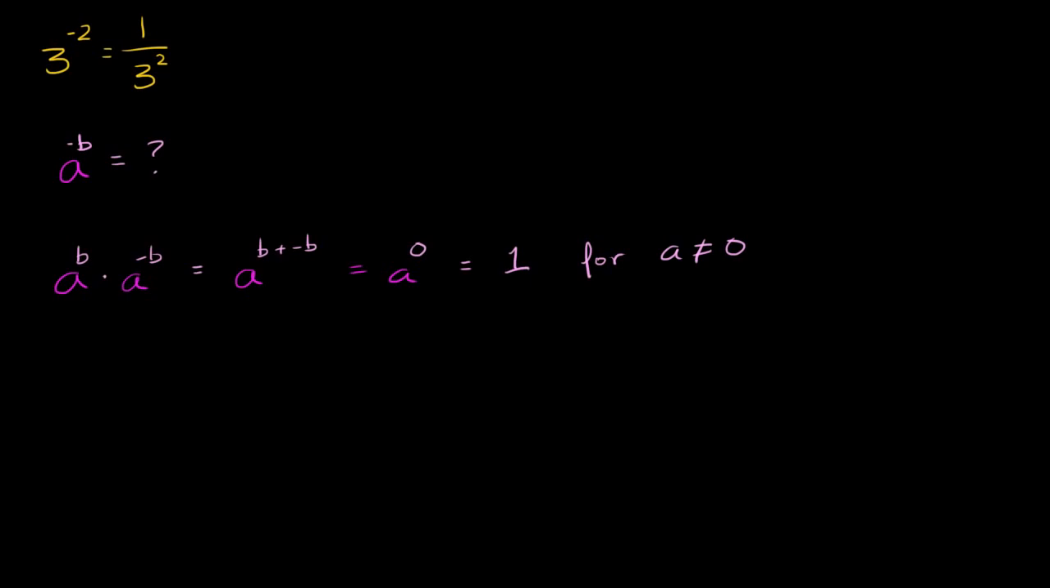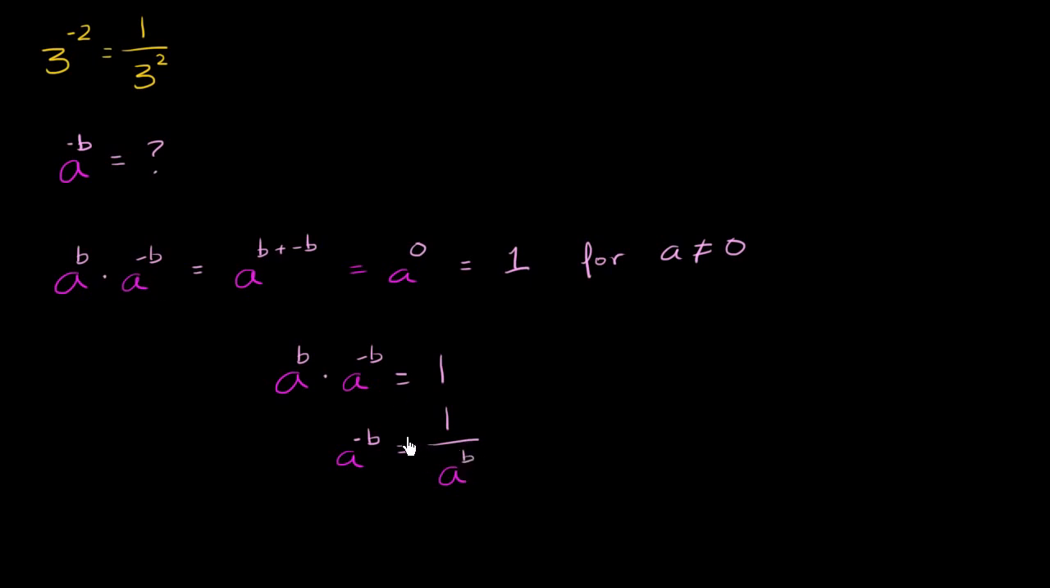Let me write that, for a does not equal 0. So in general, a to the b times a to the negative b should be equal to 1. So this right over here needs to be equal to 1. And so if we want to think about what a to the negative b equals, we just divide both sides by a to the b. And we would get a to the negative b is equal to 1 over a to the b.